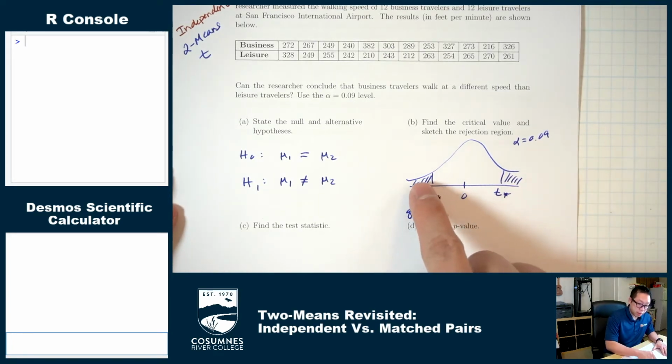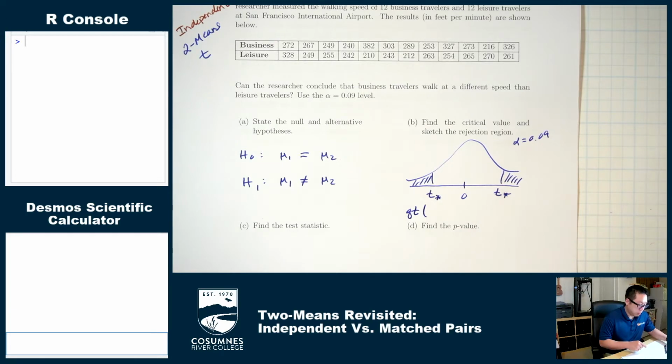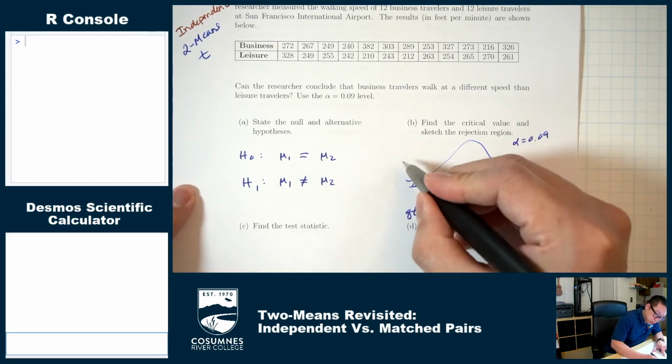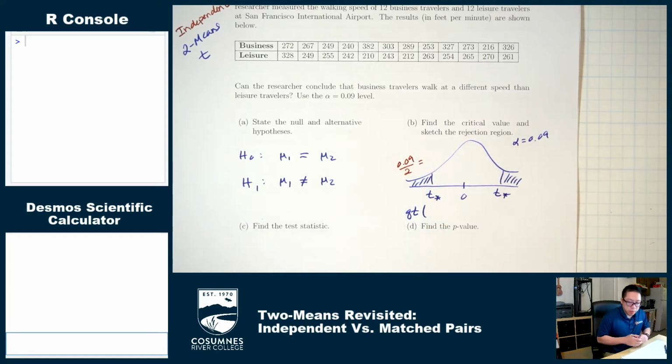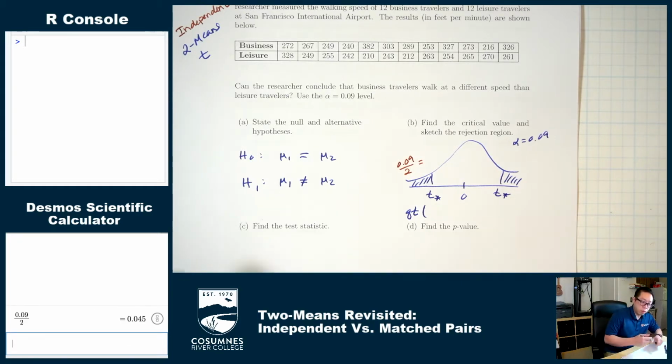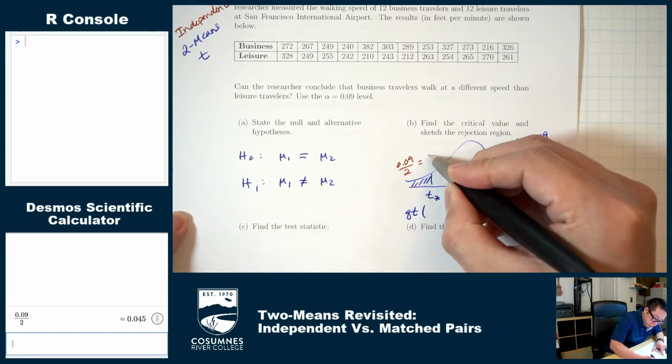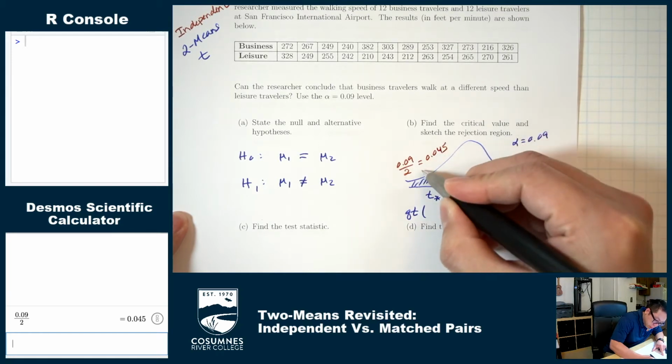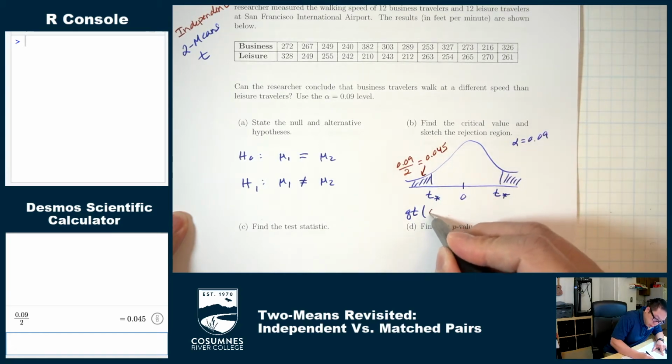If I just want the left, divide that by 2. So left alone is 0.09 divided by 2, which I think is 0.045. Yeah, 0.045. And that's what goes in for left area.